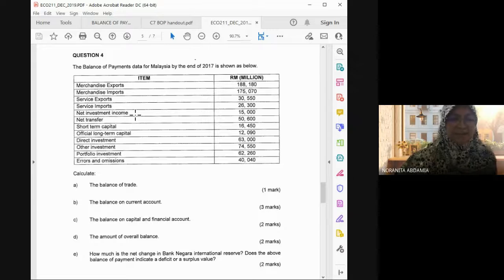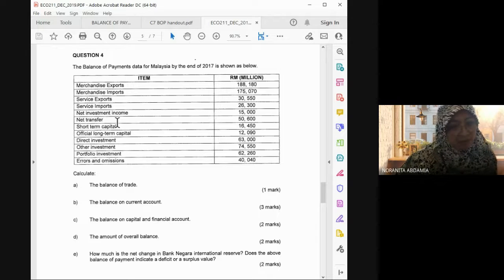Primary income. Yes, it's a primary income. Alright, so you label it PI or whatever term you like. And of course this is still under current account, so CA. Okay. Net transfer.